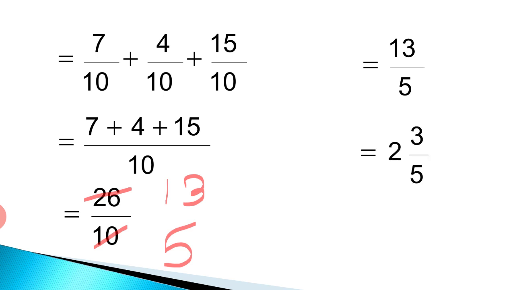Now it is again an improper fraction, so convert it into a mixed one. You can do it orally. 5 2s are 10. What is the remainder? 3. So 2 will be the whole part, 3 will be the numerator and 5 will be the denominator. Are you getting it? In this manner you can add more than 2 fractions. So let us go for the next question.